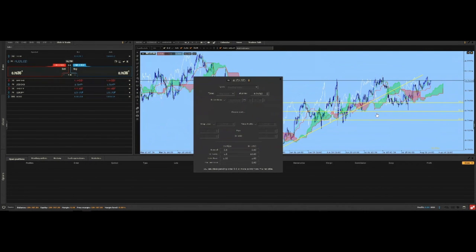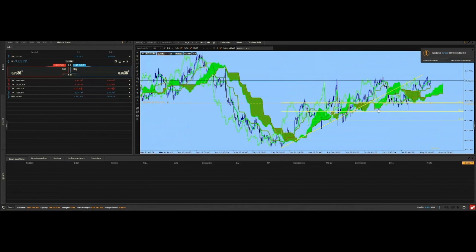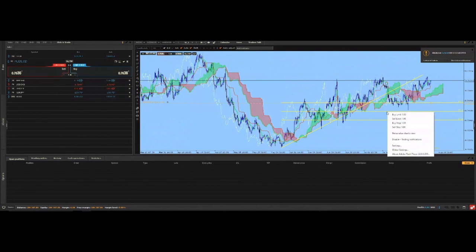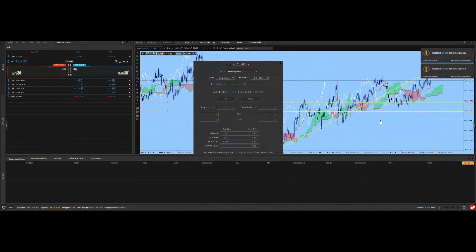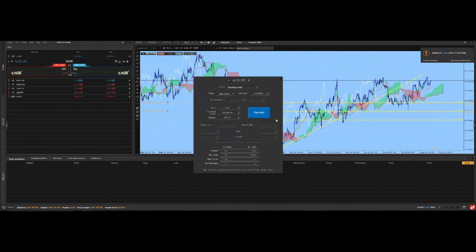Set up a buy limit there. Buy limit there. And then a buy limit here.